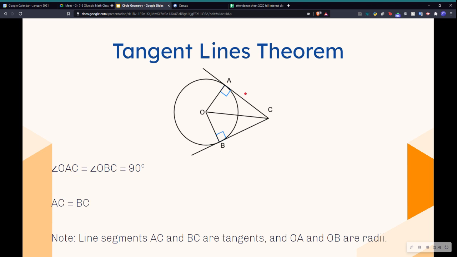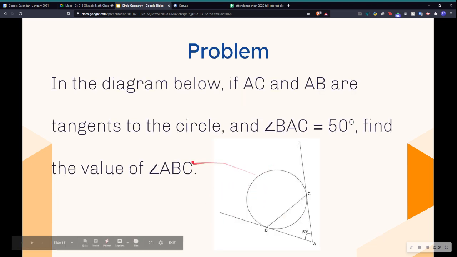All right, if there are no questions, I'm going to move on to a problem right here. In the diagram below, if AC and AB are tangents to this circle and angle BAC is 50 degrees, find the value of angle ABC. I'll give you guys a few seconds or a minute to figure this out.